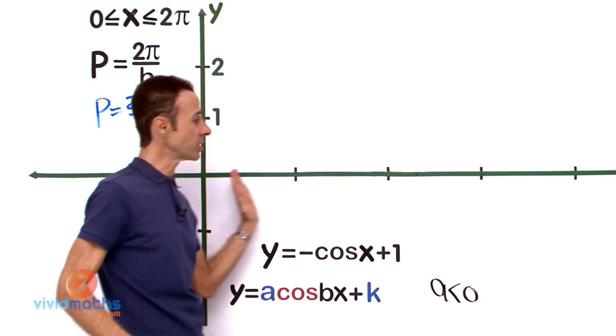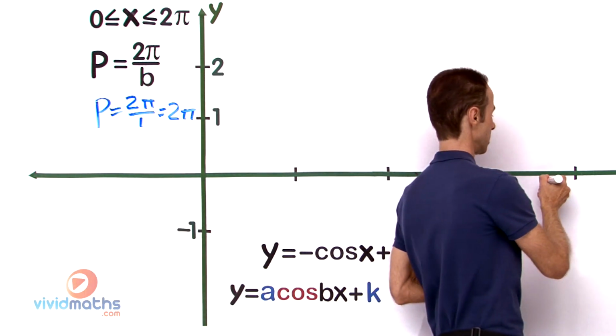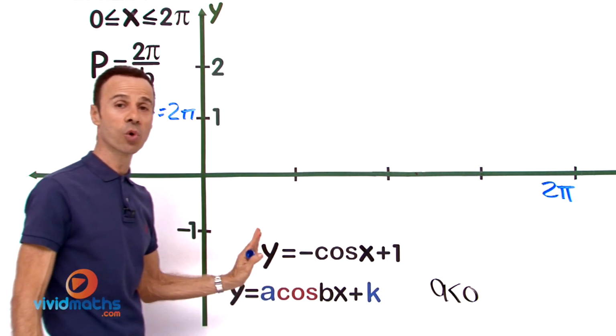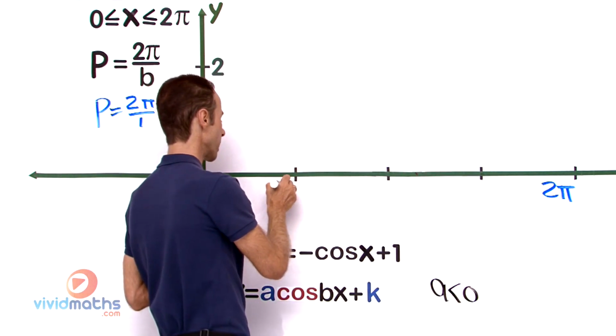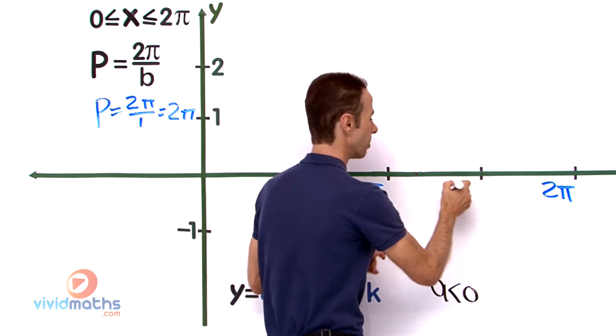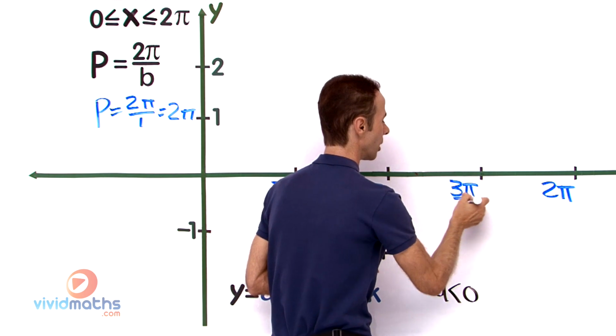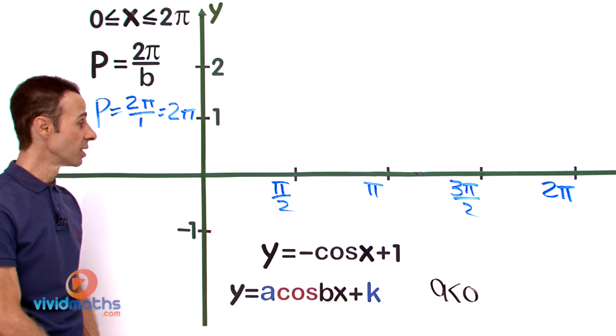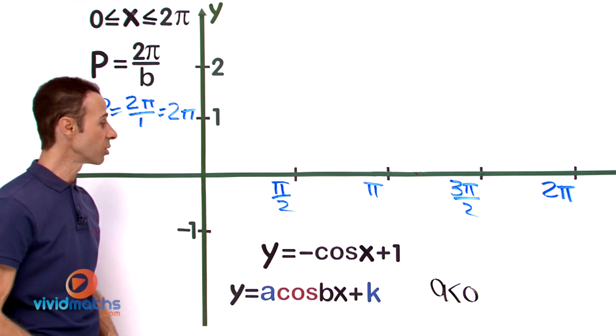So the increments across here will move over to 2 pi like that. Let's break it up into quarters. Let's start off with pi on 2, then we go to pi, then 3 pi on 2. Okay, we're going to start to plot the points and see what this starts to look like.